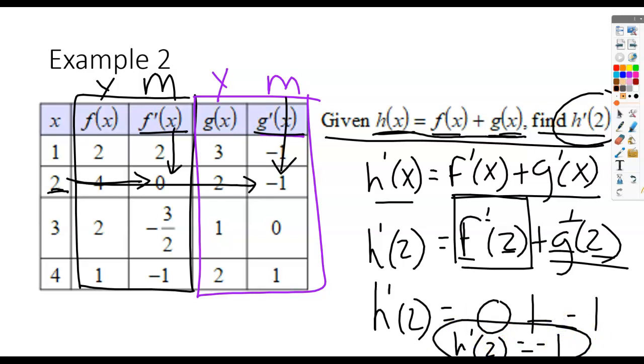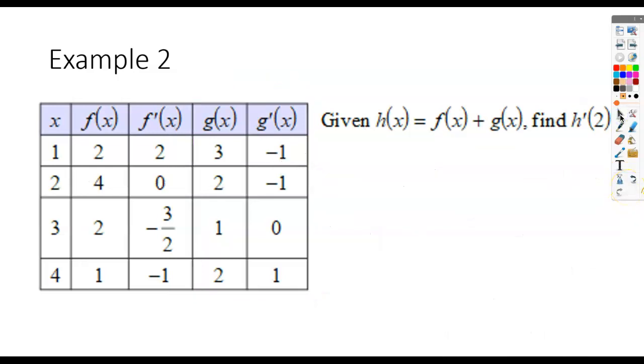There's our final answer. Okay, so step 1 is to take the derivative. I'll just put d for derivative there. Step 2 is to plug in. I'll put p for plug in. And then step 3 is to evaluate, which means just use the table to find out what each piece is. Okay, so that is how you can answer some questions using tables. Let's go ahead and have you guys try one of those really quick.